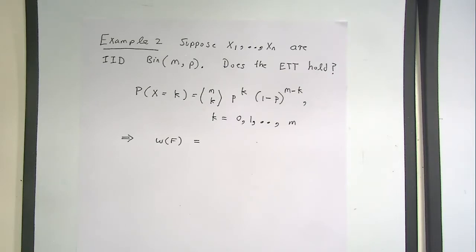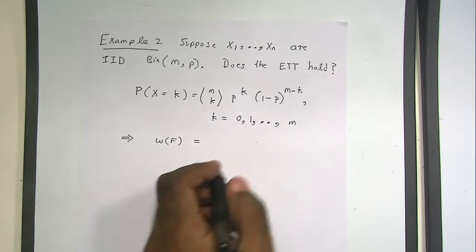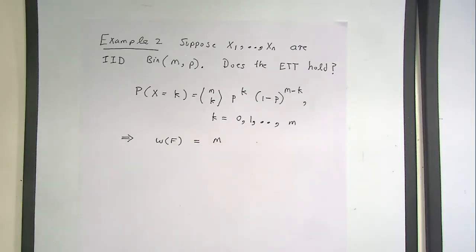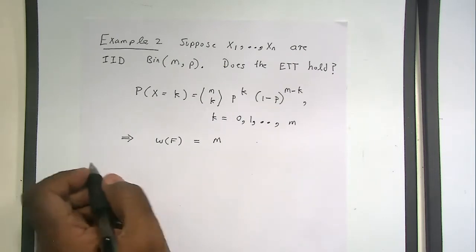another way to find W of F is to look at the domain of the density. In this case, the domain of the density is from 0, 1 to m. And W of F is usually the largest point of the domain. So what's the largest point here? M. So W of F is usually the last, which is m. Okay? You follow me?